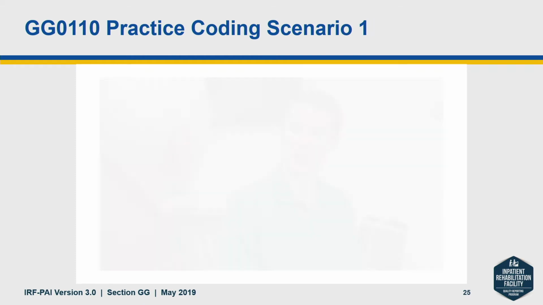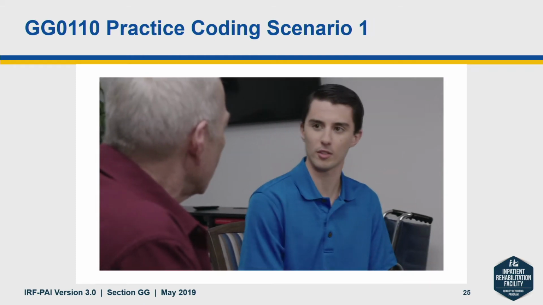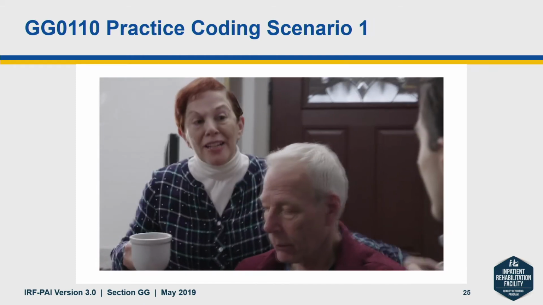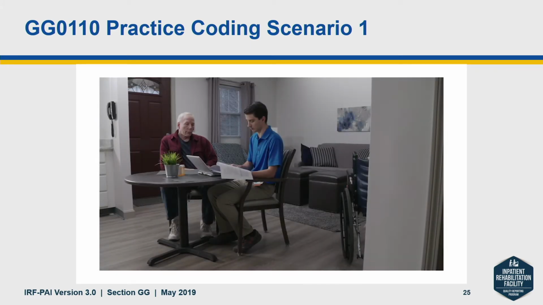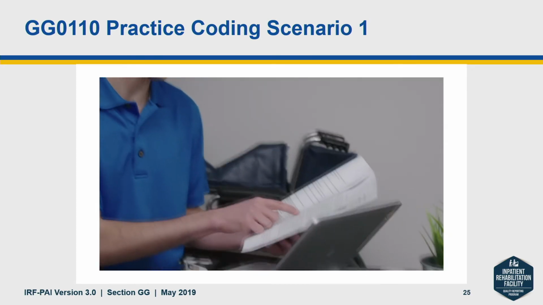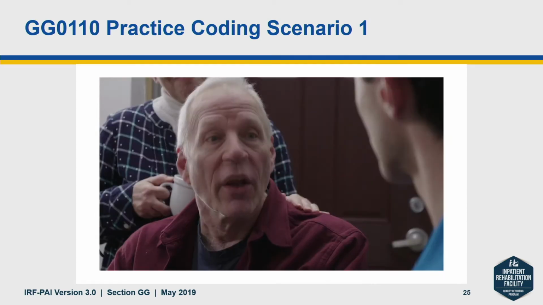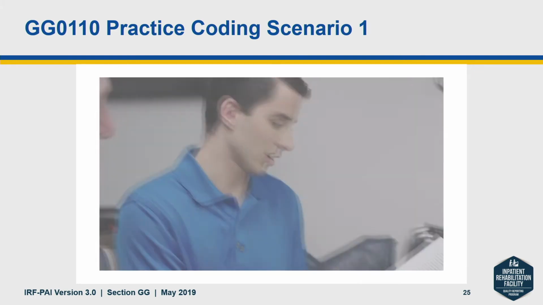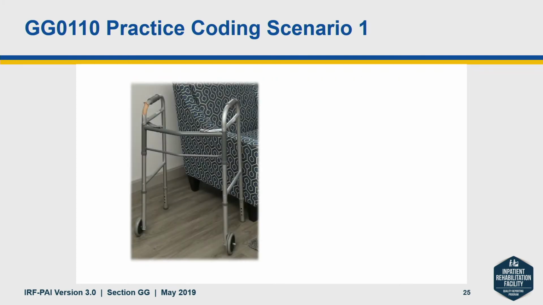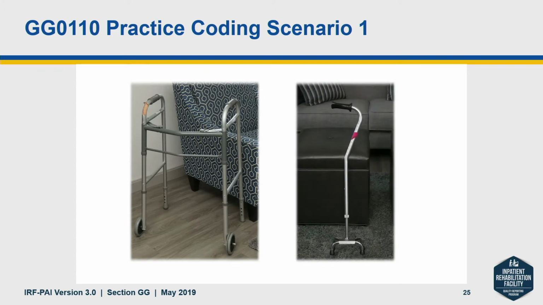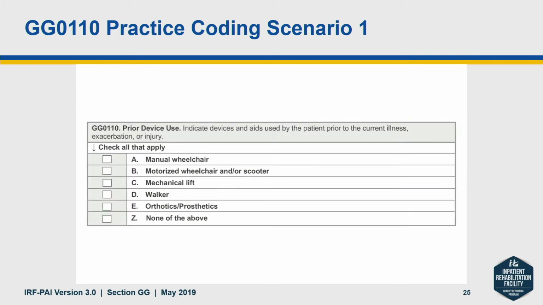Let's examine what you just watched. The clinician interviewed Mr. Smith and his wife using observations of the environment to ask probing questions. The clinician also referred to Mr. Smith's acute care medical record and confirmed the information with Mr. Smith and his wife. In this scenario, the clinician used multiple sources of information to determine that Mr. Smith was using a walker and a cane prior to his recent hospitalization. Prior use of a cane is not captured in GG0110, so only option D, walker, should be checked.